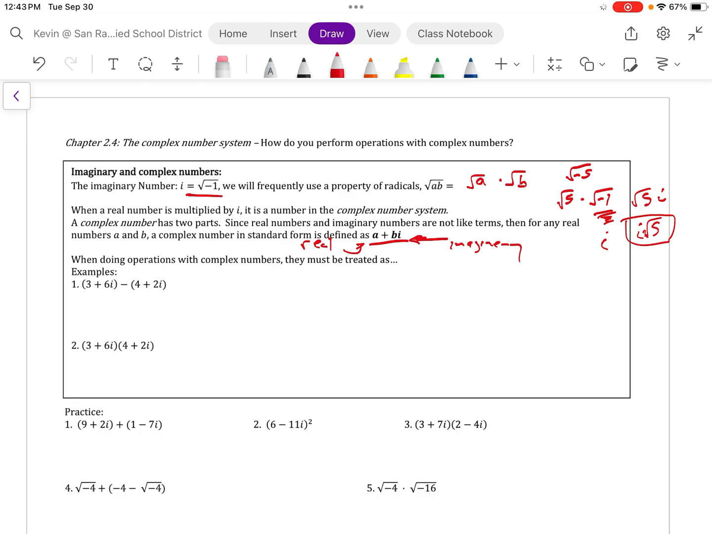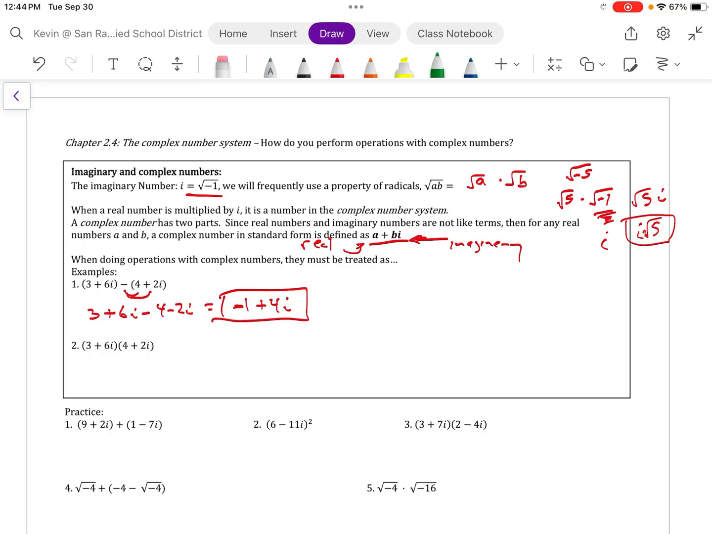So in this case, if we're adding or subtracting, we're just going to distribute this negative in here. We would rewrite this as 3 plus 6i minus 4 minus 2i. 3 minus 4 is -1. 6 minus 2 is plus 4i. So we combine the like terms. This would be very similar to if, instead of i, it were x or some variable. We treat it very much the same, except when we start multiplying the i's together.